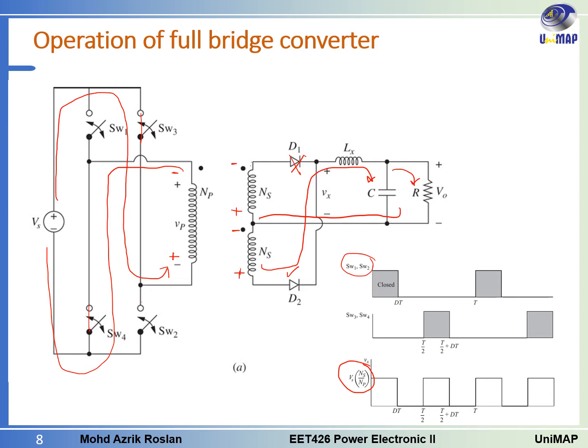So at this particular point, because this is positive, it will receive the same voltage as this one, Vs multiplied by Ns over Np. So at this particular point, the voltage Vx will also receive Vs multiplied by Ns over Np. And the sequence repeats itself for the next switching cycle.